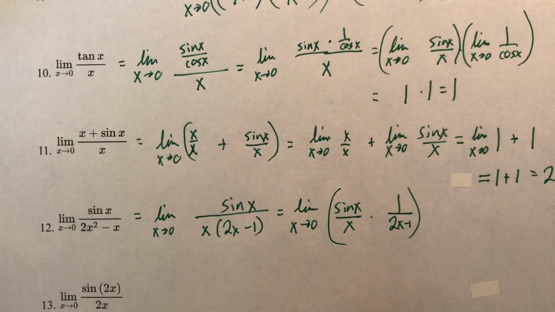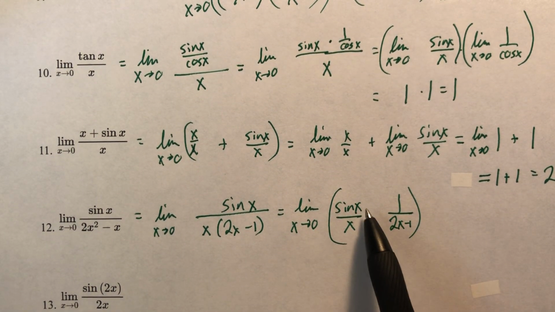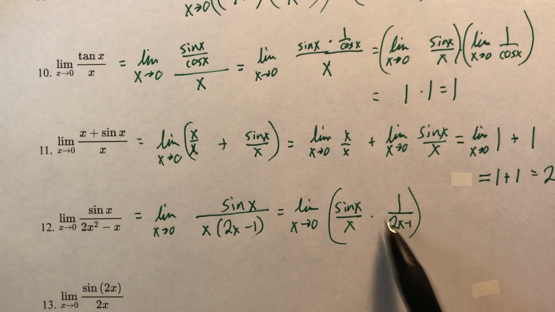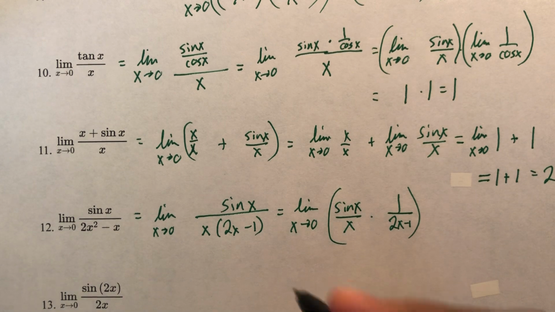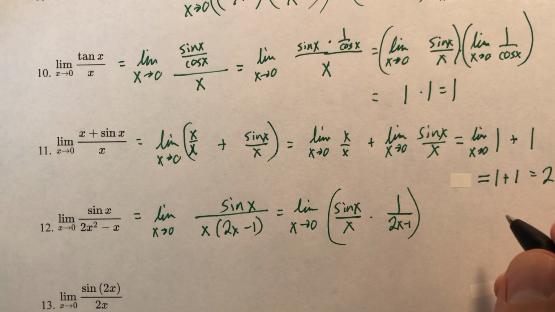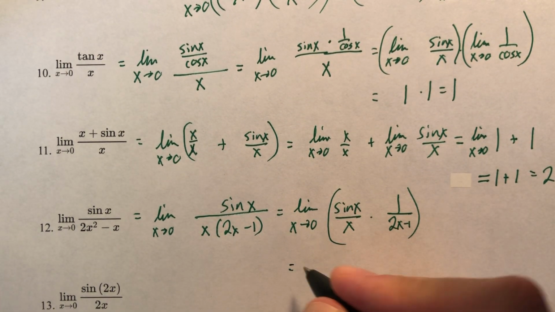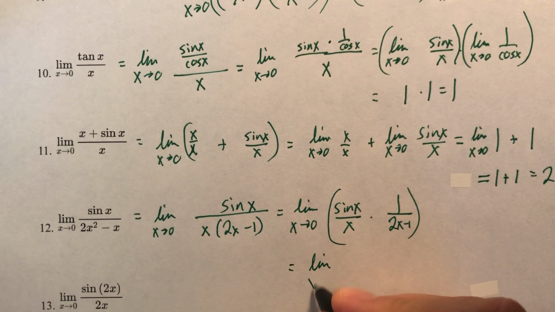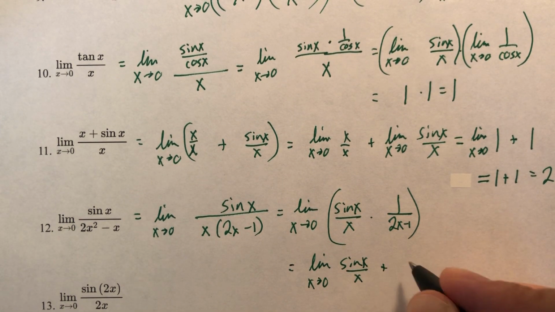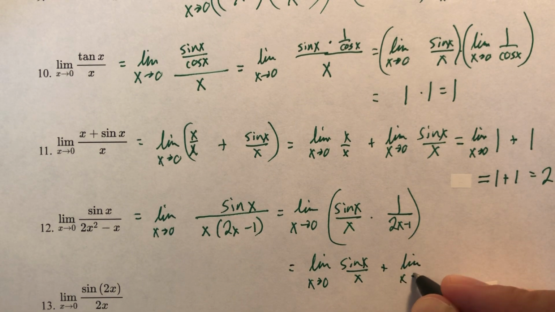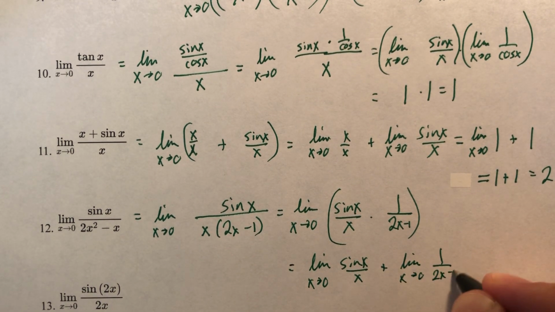It's another property where I am multiplying the limit of this one times the limit of that one. And I'm going to write the step, but if you don't write it every time, that's totally okay. Running out of space over here, it's going to look like it runs into the next problem, so I'll bring it down. This is the limit as x approaches 0 of sine x over x times the limit as x approaches 0 of 1 over 2x minus 1.